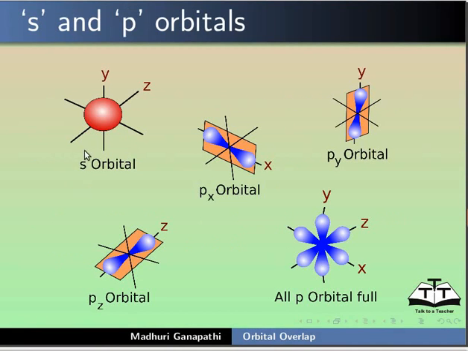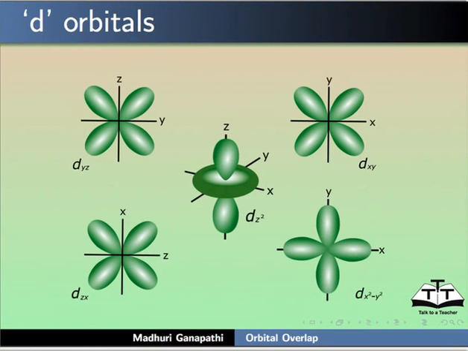This is an s orbital. It has spherical shape. Here are p orbitals in different axes. P orbitals are dumbbell shaped. Next we have d orbitals in different axes. D orbitals are double dumbbell shaped.